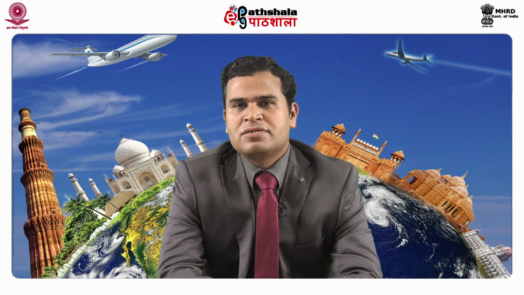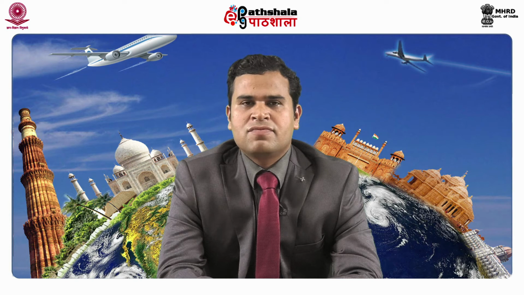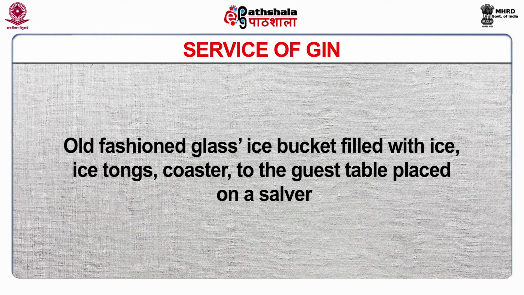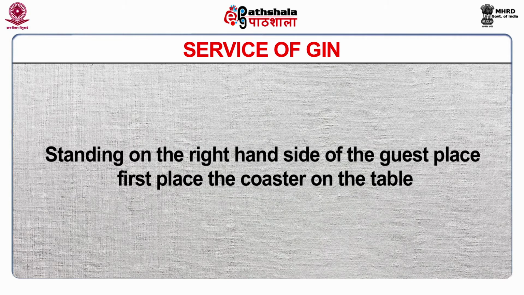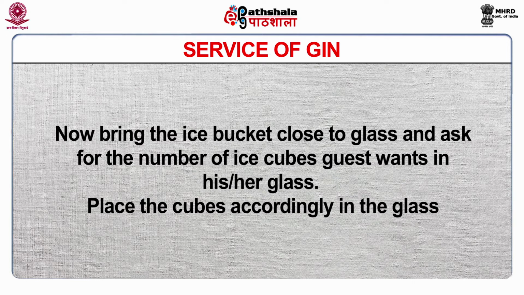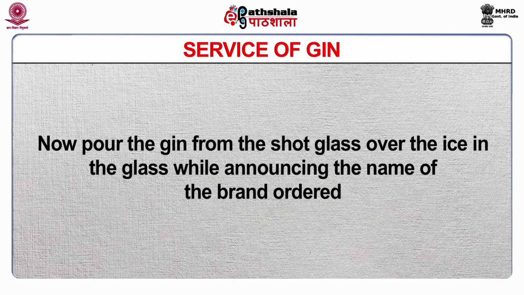Now another step, when served on the rocks: the server must pour the gin brand in a shot glass as per the ordered quantity. Carry the shot glass filled with gin, an old-fashioned glass, and an ice bucket filled with ice and tongs, with a coaster, to the guest table on a salver. Then, while standing on the right hand side of the guest, place first the coaster on the table. Keep the empty old-fashioned glass on the coaster. Now bring the ice bucket close to the glass and ask for the number of ice cubes the guest wants in his or her glass. Place the cubes accordingly in the glass. Now pour the gin from the shot glass over the ice in the glass while announcing the name of the brand ordered.